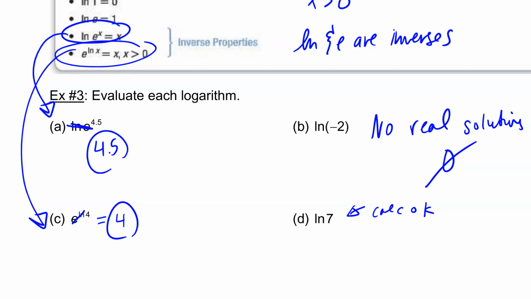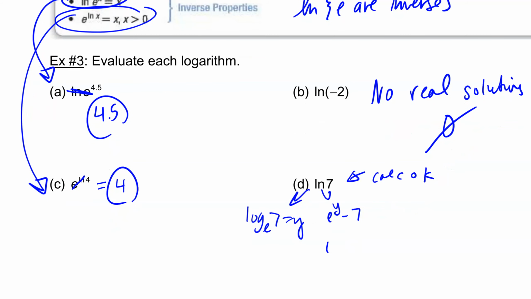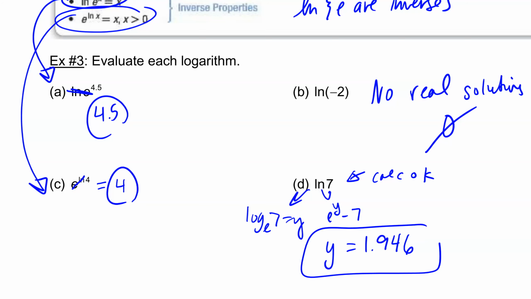So we get e to the y is equal to 7, because this is technically log base e of 7, because ln is the same thing as log base e. So you get y is, what is it, 1.8? 1.9? 1.946. Cool. Okay. So depending on rounding, 1.9. Sorry.